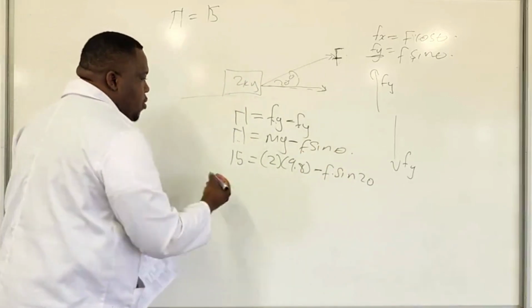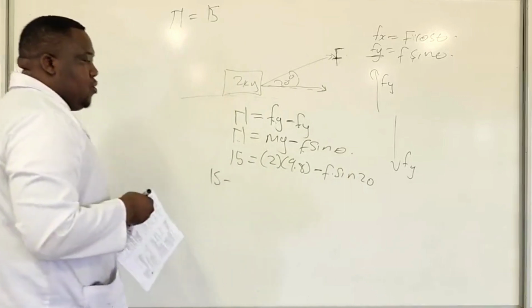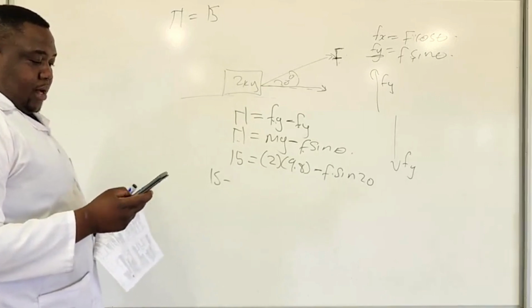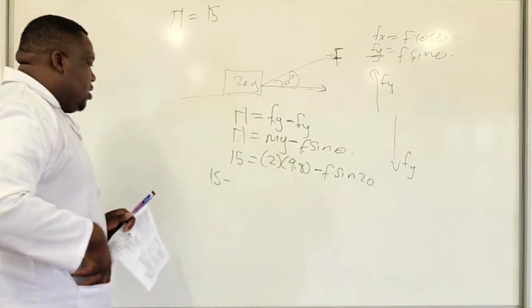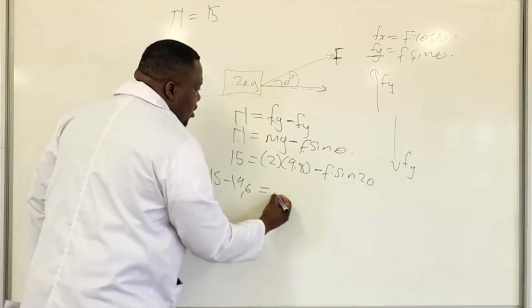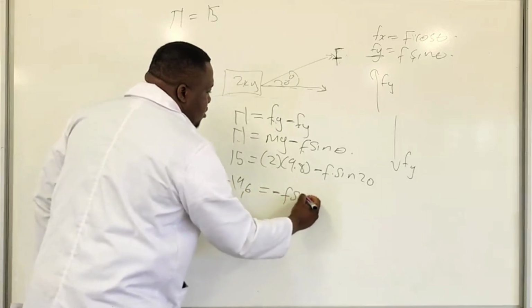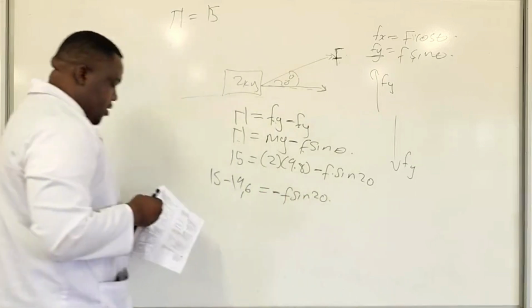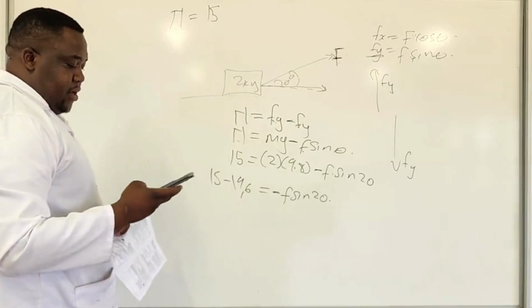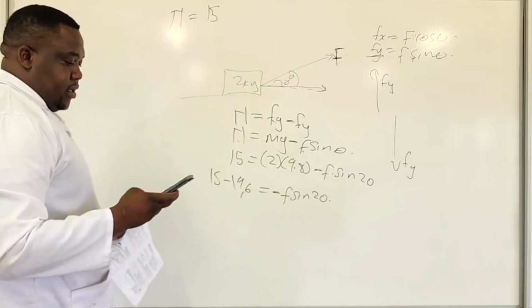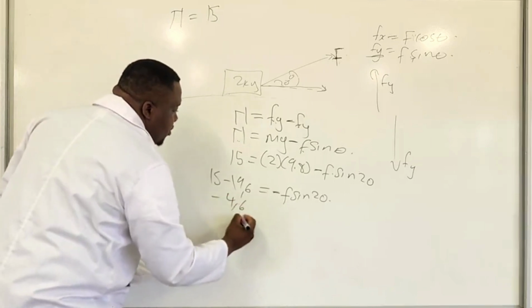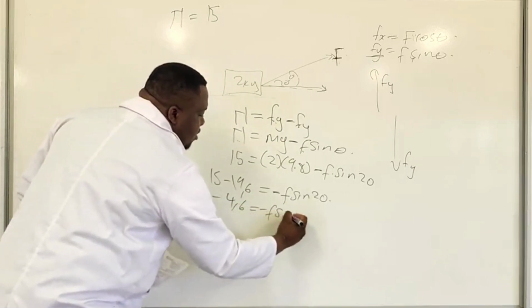Then what do we do here? We're going to have 15. We subtract 2 multiplied by 9.8. 2 multiplied by 9.8, and we get 19.6, which will be equal to minus F sine 20. Then 15, we subtract 19.6. 15 minus 19.6 will give us minus 4.6. So we have minus 4.6, which is equal to minus F sine 20.